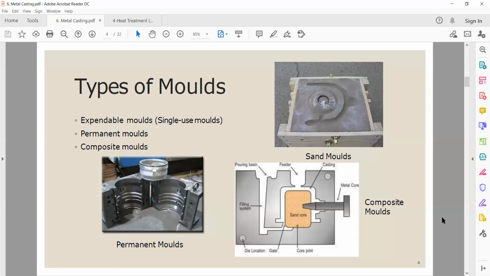Normally permanent mold is made of metals, but in the case of single use mold or expandable mold, it is made of sand or plaster, ceramics, right? It's mainly brittle materials, right? So you are destroying it when you are removing the solidified metal, right?